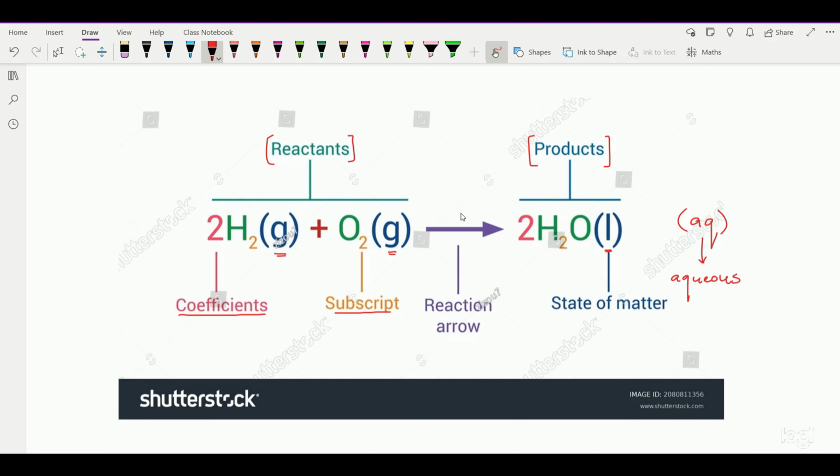The whole reason why we write the coefficient at the front is to balance out our chemical reaction, which I will talk more about in the next lesson on balancing chemical equations. For now, it is just important to remember the different parts of the chemical equation and what they actually mean. And that is all for today's lesson.